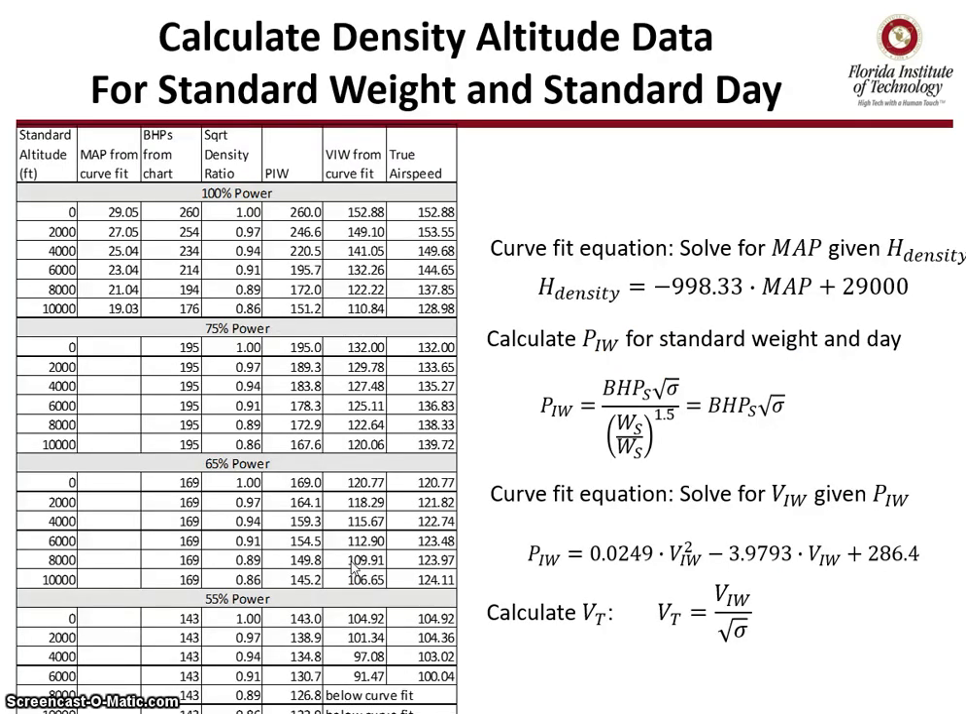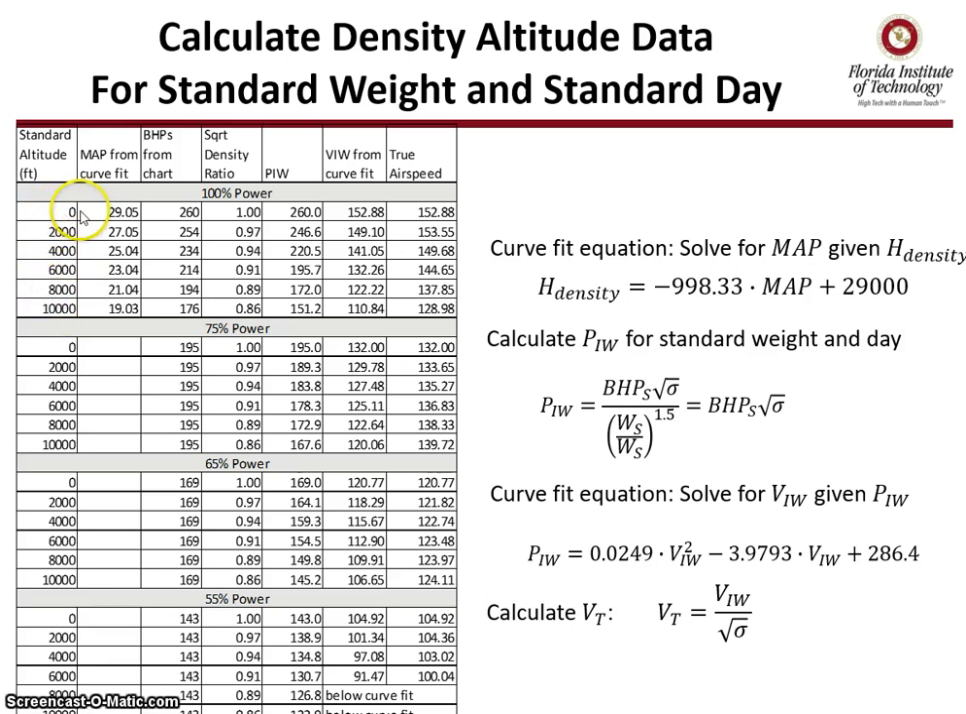Next, we'll calculate density altitude data for standard weight and standard day. To do this, on a standard day, density altitude and pressure altitude are equal. So I'm just going to select altitudes at a given interval. I chose every 2,000 feet. So this will be pressure altitude and density altitude. It's the same on a standard day.